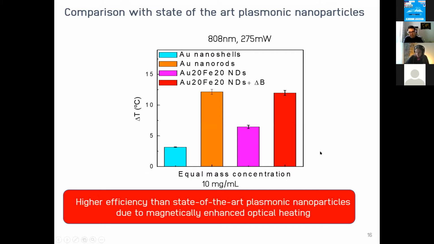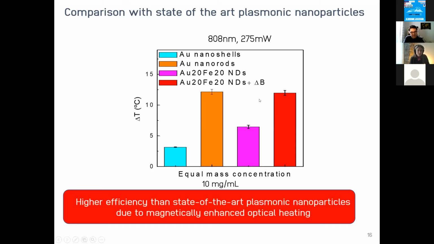In order to compare our optical heating properties with the state of the art of plasmonic nanoparticles, to our knowledge, the particles that are most efficient at heating are gold nanorods. So we can see that our nanodomes, with a composition of 20 nanometers of iron and 20 of gold, have a similar efficiency to these gold nanorods, but especially when they are manipulated by a magnetic field and put in the optical path.